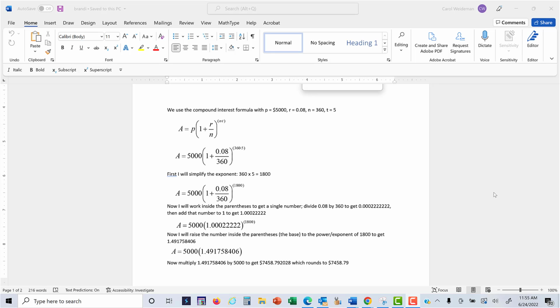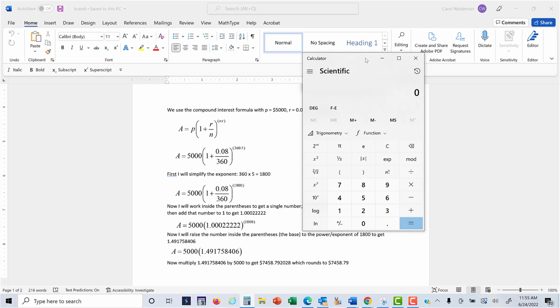Hi, Brandy. You asked me to show you how I got the number in the parentheses right here. So let's go all the way back to the formula. I'm assuming that you agreed with how I put the numbers in up here and how I got the exponent. Let me pull up the calculator on the computer here. Make sure it's a scientific one.